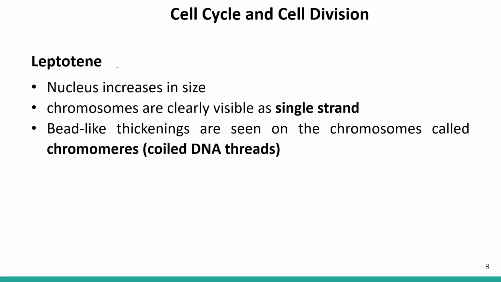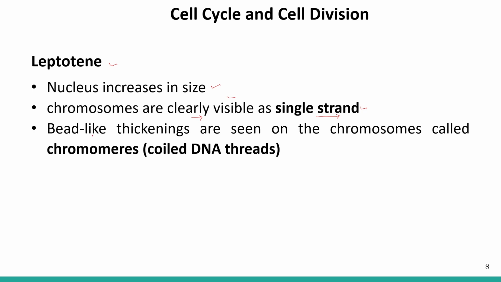The first one is leptotene. What happens during leptotene? The size of the nucleus increases. This is the first observation. Second, chromosomes are clearly visible here as single strands. The chromosome is condensing now, and chromosomes appear as single strands in leptotene.